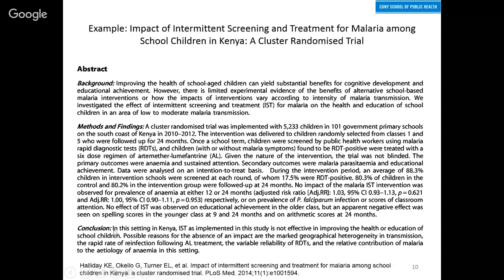And in fact, in their conclusion, they say in this setting in Kenya, IST, intermittent screening and treatment, is not effective in improving the health or education of school children, possibly because they give a couple of reasons, but the take-home message is that we did not see evidence that this was in fact effective in improving these health or educational outcomes.